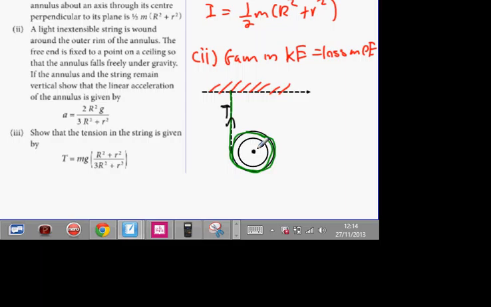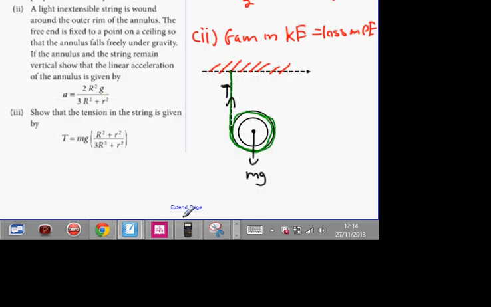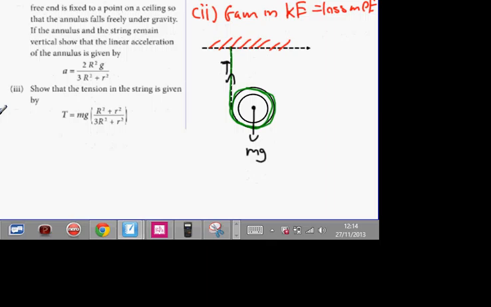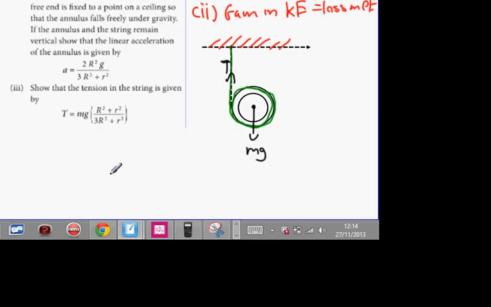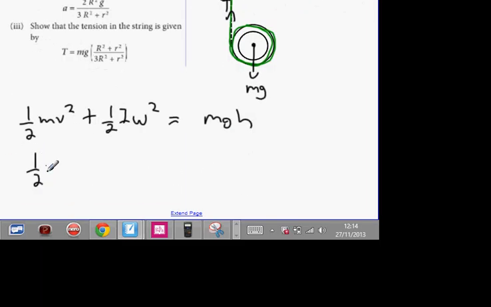Once again, by symmetry, the centre of gravity has to be located in the centre of the disc, okay? So, mg going down. And now we're going to do our gain in KE equals loss in PE, the usual. So, gain in KE is a half mv squared plus a half I omega squared equals mgh. Next step, a half mv squared plus a half.